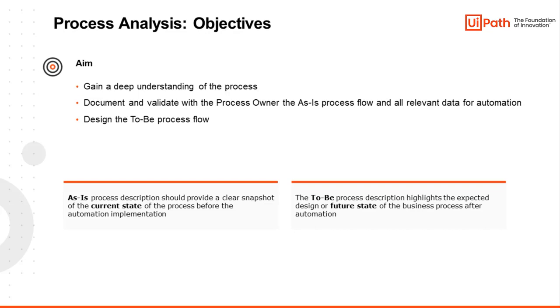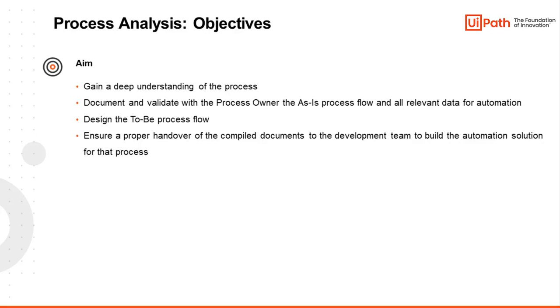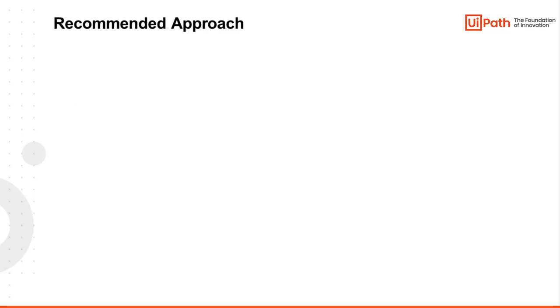The to-be process description, on the other hand, aims to highlight the expected design of the business process after automation. The business analyst will thus need to refine the process to its most efficient and effective form by factoring in the potential of automation technology. No less important, at the end of this stage, the business analyst must also ensure a proper handover of the compiled documents to the development team, who will build the automated solution. Let's now analyze the recommended approach towards achieving these goals.